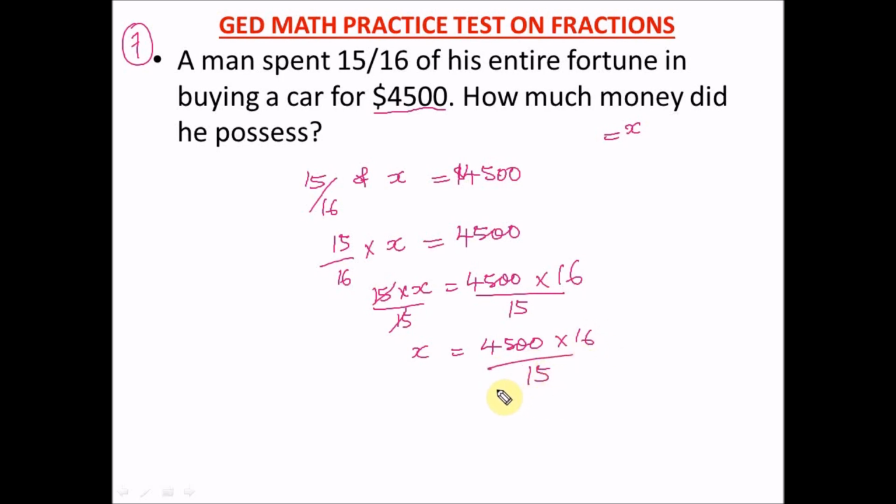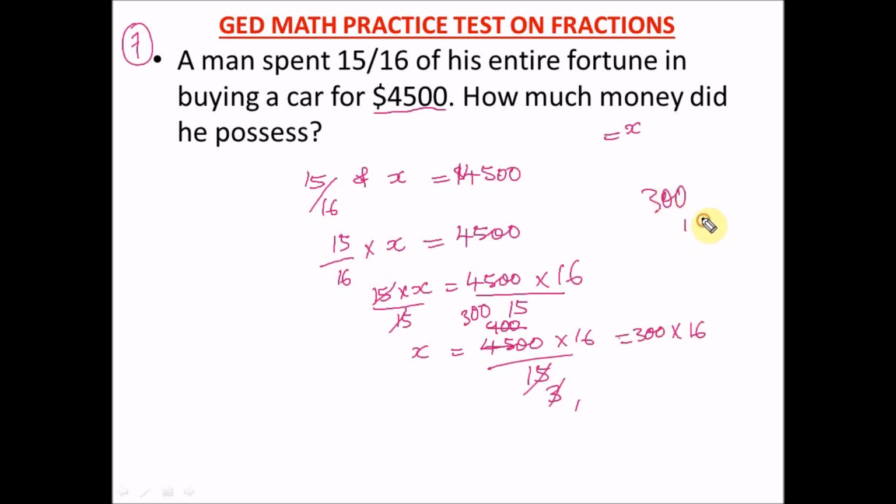Okay, here we can cancel out. 5 would go in 15 how many times? 3 times. 5 in this 4,500 here, in 45 it will go 9 times, then we'll drop these zeros. Okay, and 3 will go here 1. 3 in 900 will go how many times? 300 times. Okay, so we're left with 300 times 16.